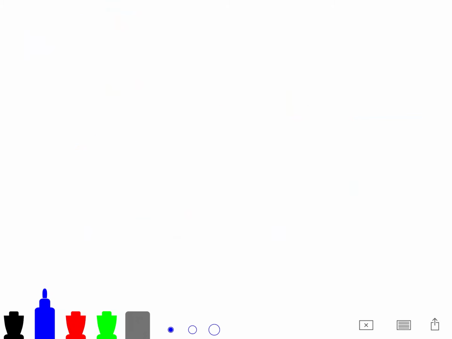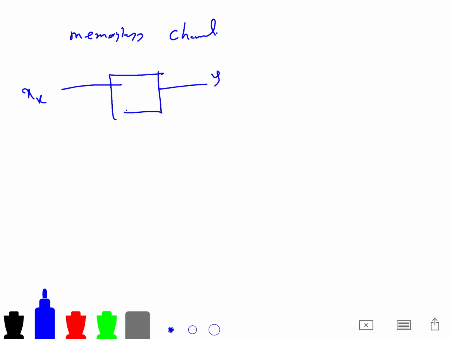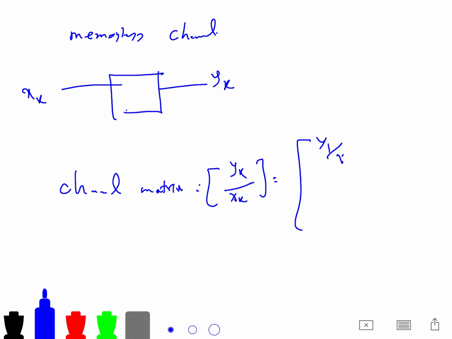And for example, let's talk about discrete memoryless channel. So a memoryless channel, you have a channel, you have XK, you have YK, the output. So we have a channel matrix, and YK depends on XK only, and not on the past, it just depends on XK. So the channel matrix is YK given XK, which is equal to, for example, we write it like this: Y2 X1, YN X1, YN XM. So you got the idea.